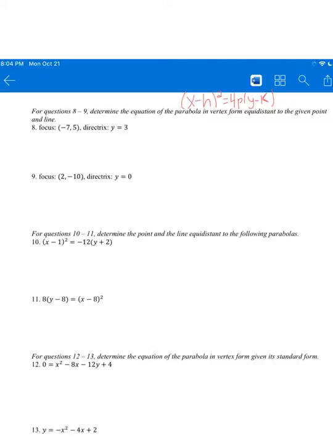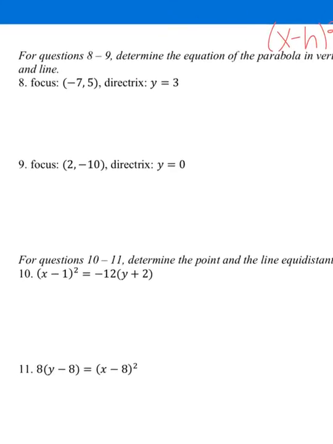So for number 8, the focus is negative 7, 5. I always want you to draw these out. I may not give you a graph on your test. If you want to come with graph paper, you can, or you can just sketch it out like how I'm about to right now. So negative 7, 5, that is going to be 1, 2, 3, 4, 5, 6, 7 this way, 1, 2, 3, 4, 5 up here.